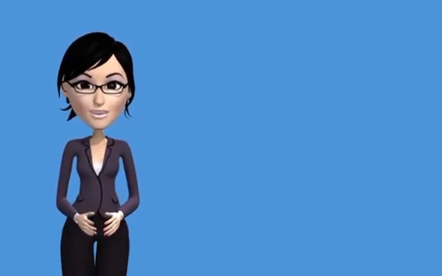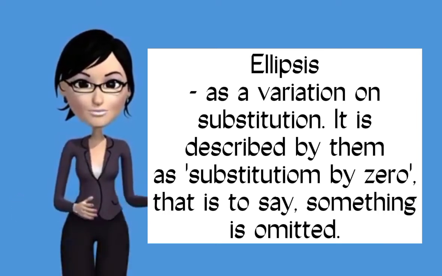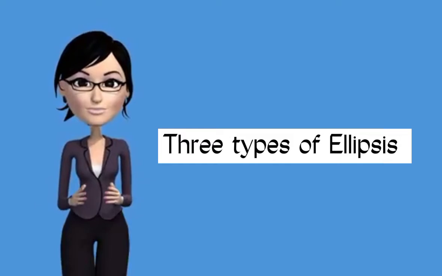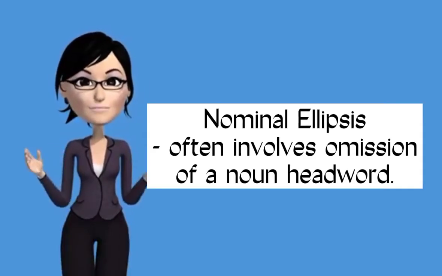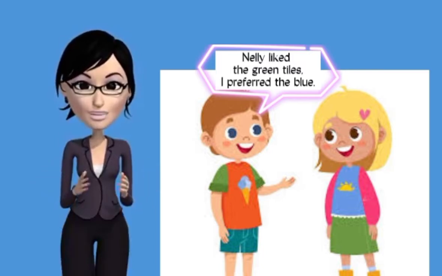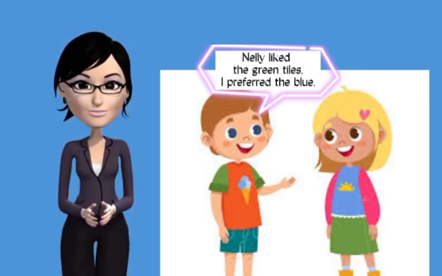Now, let's move on to ellipsis as a variation on substitution. It is described as substitution by zero, that is to say, something is omitted. There are three types of ellipsis. Firstly, we have nominal ellipsis. Nominal ellipsis often involves omission of a noun head word. Example: "Nellie liked the green tiles. I preferred the blue." This type of sentence is nominal ellipsis because the word tiles is omitted, which involves omission of the noun head word.